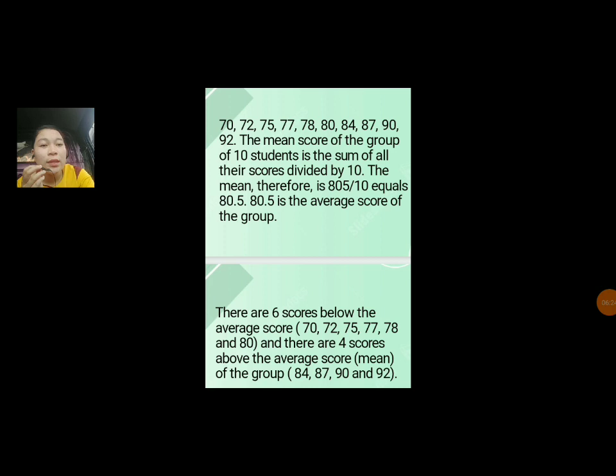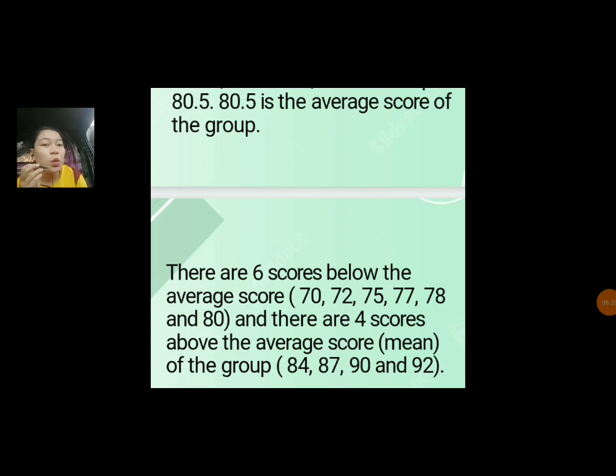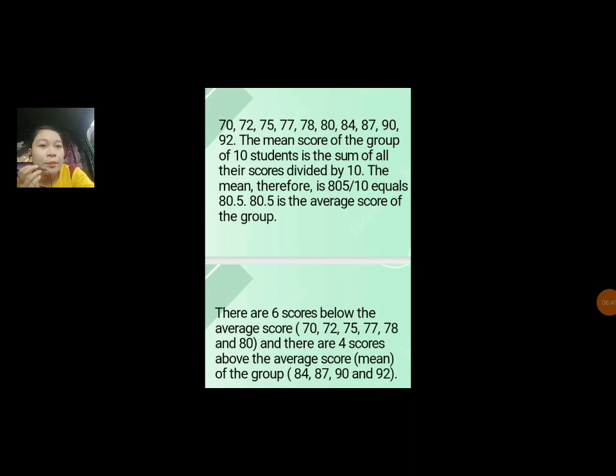So you can conclude that there are 6 scores below the average. Those are 70, 72, 75, 77, 78, and 80. And there are 4 scores above the average, above the mean, which is 80.5. Those above are 84, 87, 90, and 92. Understood?